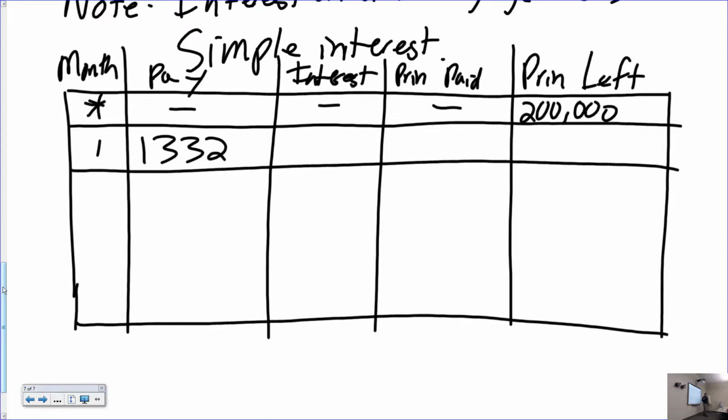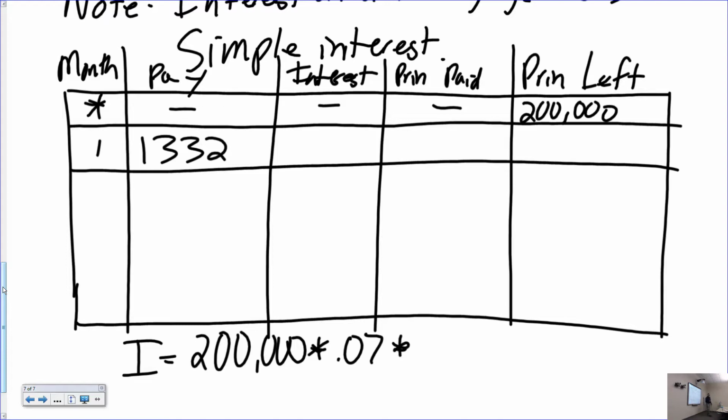All right, now, we need to pay the interest. That payment will always pay interest first. Interest, folks, is simple. How do we calculate simple interest again? I equals PRT. How much did I borrow? $200,000. What was the rate of my mortgage? 7%. Make sure you convert it to a decimal. And how long did I borrow the money in the first month?